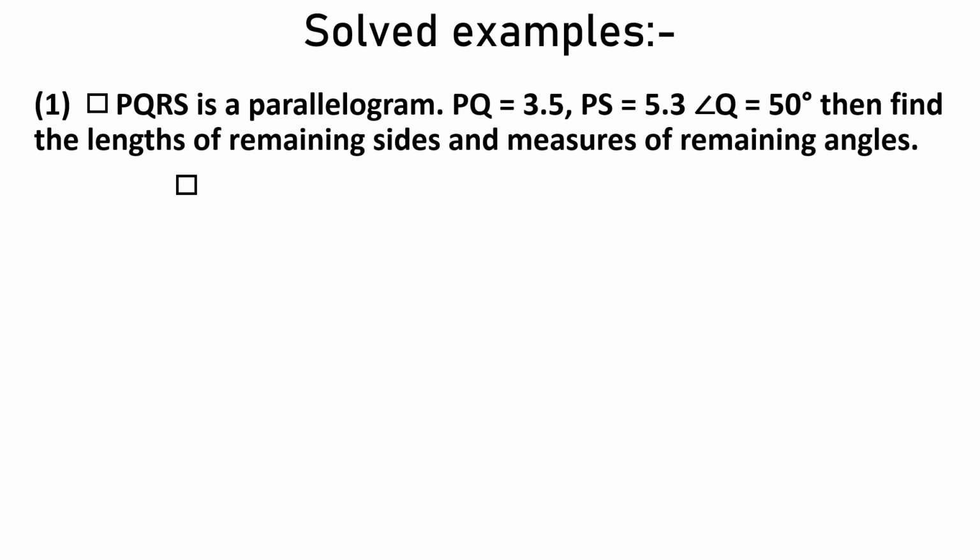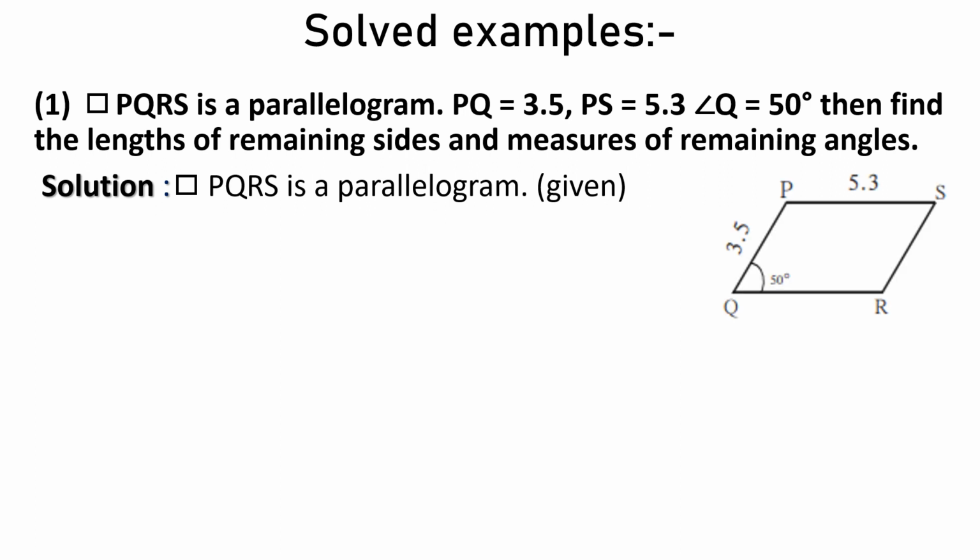Quadrilateral PQRS is a parallelogram. PQ equal to 3.5, PS equal to 5.3, angle Q equal to 50 degrees. Then find the lengths of remaining sides and measures of remaining angles. The measurement of two sides are given, and it is given that quadrilateral PQRS is a parallelogram. Just now we had studied the four properties of parallelogram. Which property here we can apply, that we have to think and then we have to solve.